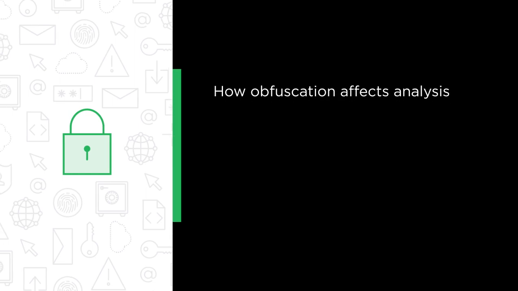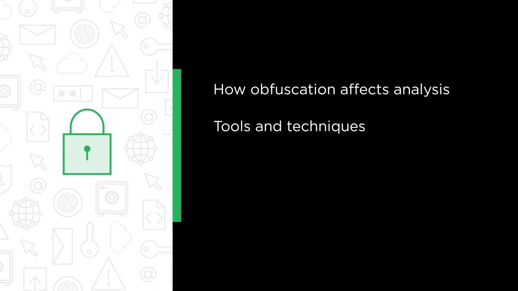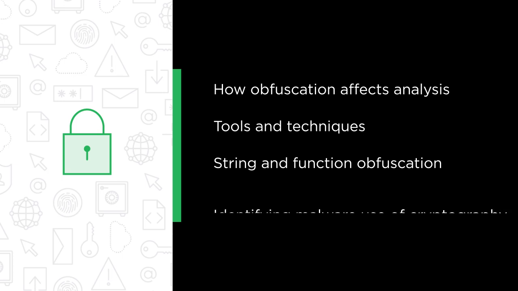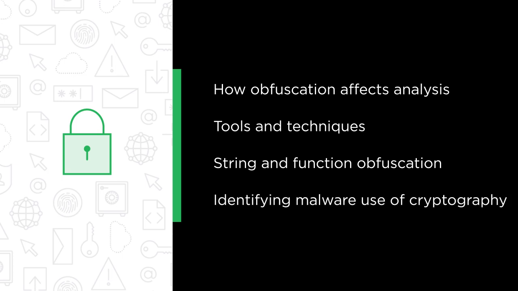Some of the major topics that we will cover include how obfuscation affects your analysis, the tools and techniques for identifying code obfuscation in interpreted code, such as Visual Basic for Applications and PowerShell, how malware authors employ string and function obfuscation in native code, as well as identifying malware use of cryptography, as well as effective ways for detecting and tracing the use of that cryptography.